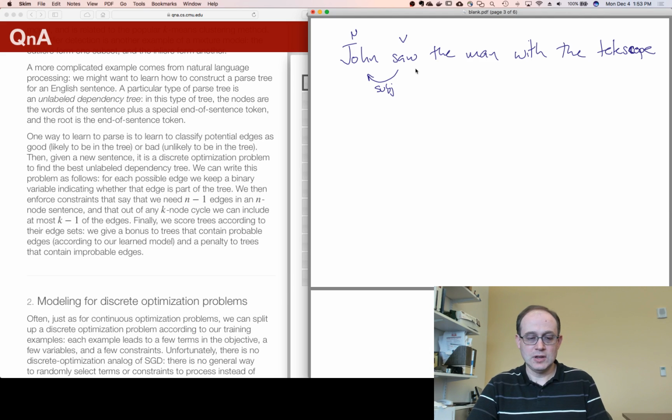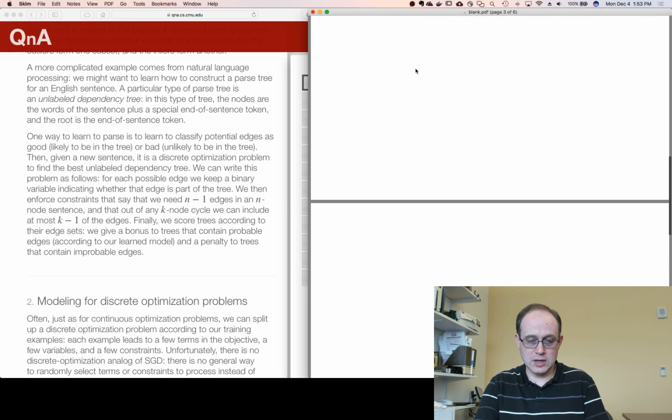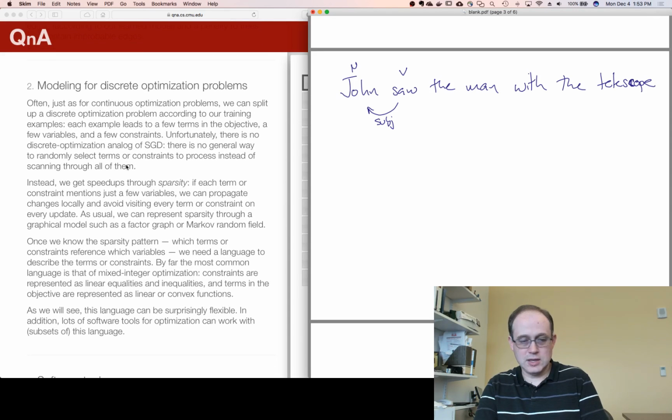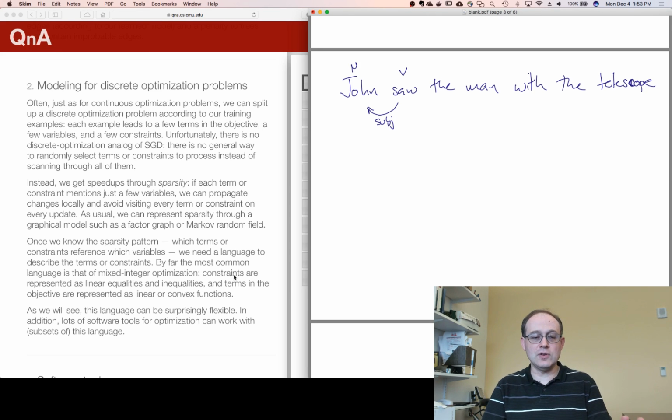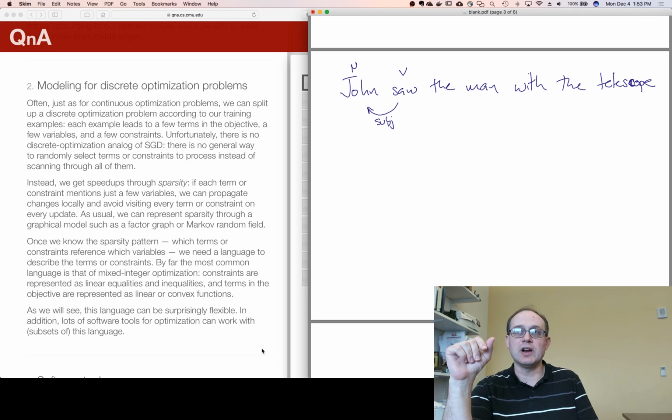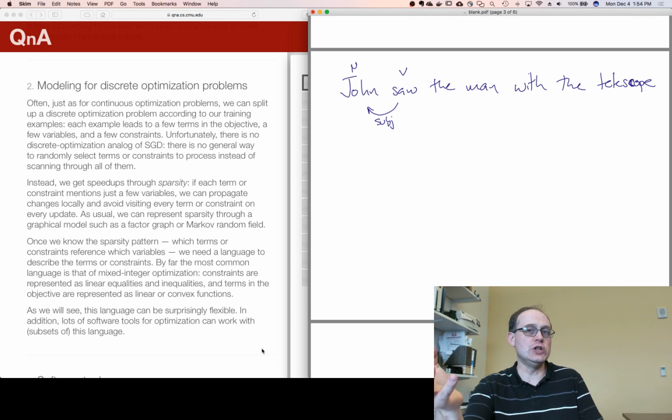All right, just like with continuous variables, we're going to have to figure out how to model our problem using discrete variables. So I just described, for example, how to go about modeling this parsing problem using discrete variables. And by listening to the description, hopefully it's obvious that this is not necessarily a simple problem to come up with a good description of your problem in terms of discrete variables and constraints.